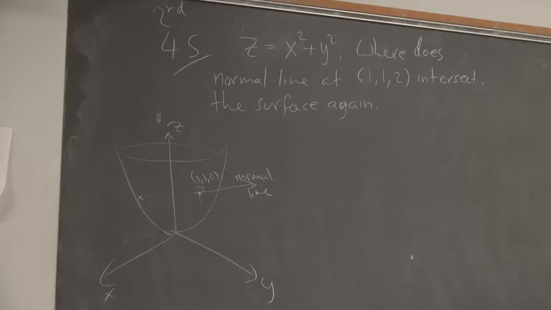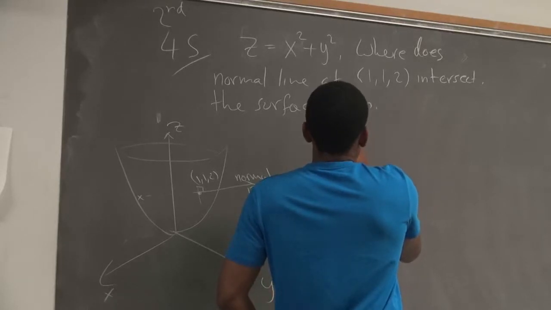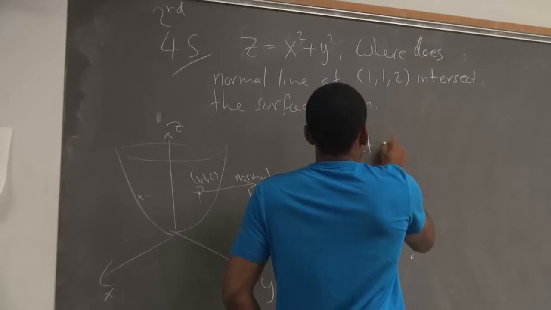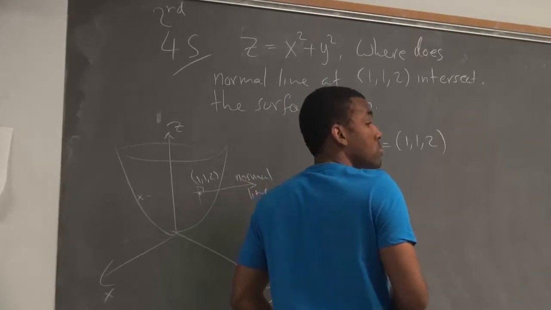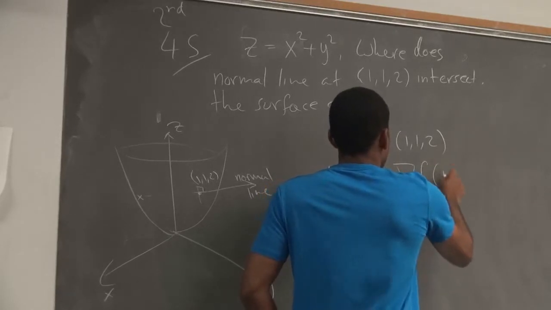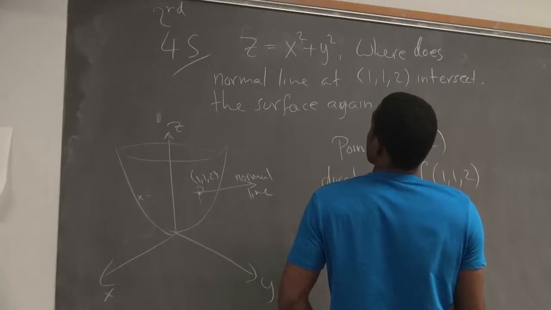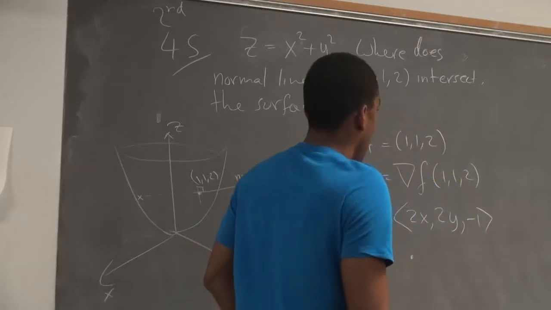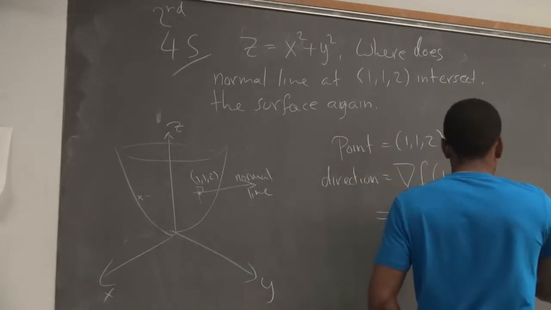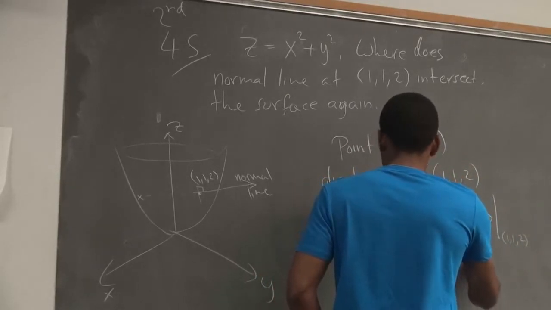First find the equation for the line, and then substitute in the points. So how do you find the equation for the normal line? You need a point and a direction for a line. We already know the point is 1, 1, 2. The direction is the gradient at the point: 2x, 2y, minus 1, evaluated at the point 1, 1, 2. So that's 2, 2, minus 1 as the direction.